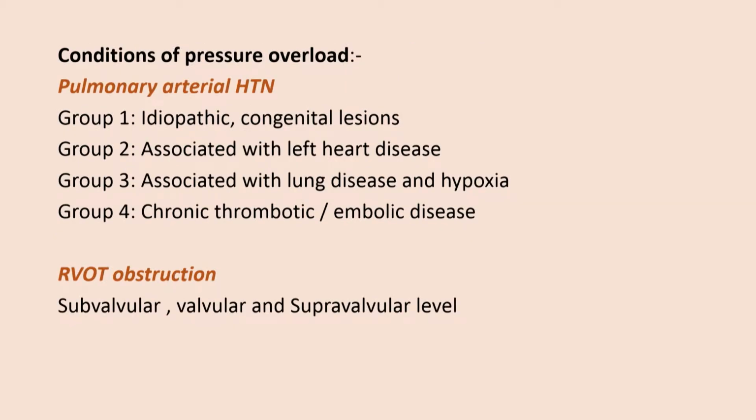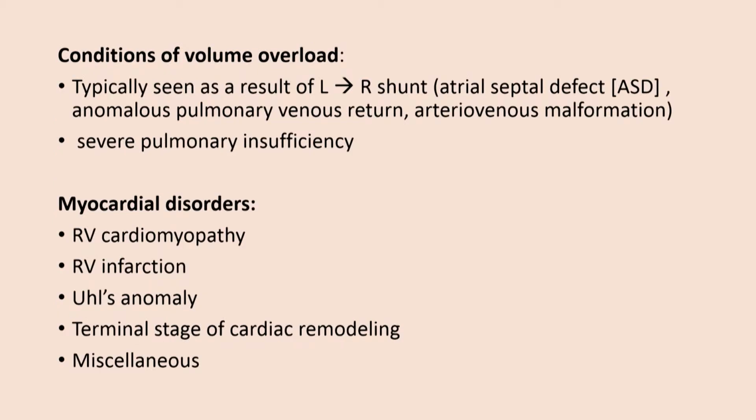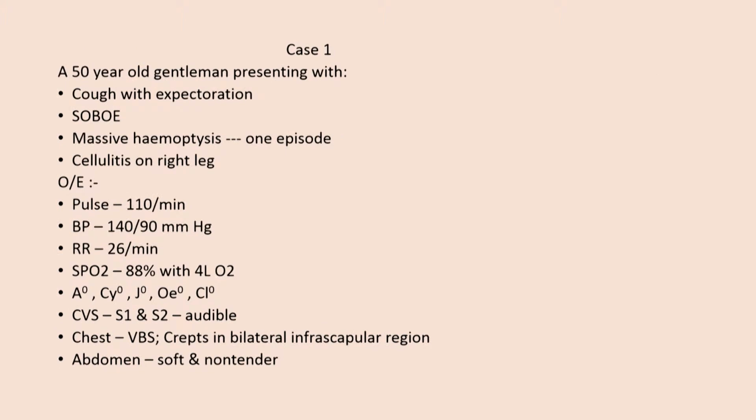This is just a brief recollection, the slide showing the different types of pulmonary hypertension, and of course the obstruction at different levels, the conditions of volume overload caused by shunts, and the myocardial disorders like ARVD, RV infarction, or amyloidosis. I'm going straight away to the first case, a 50-year-old gentleman presenting with cough with expectoration, shortness of breath on exertion, and one episode of massive hemoptysis, and he's got a cellulitis on the right leg.